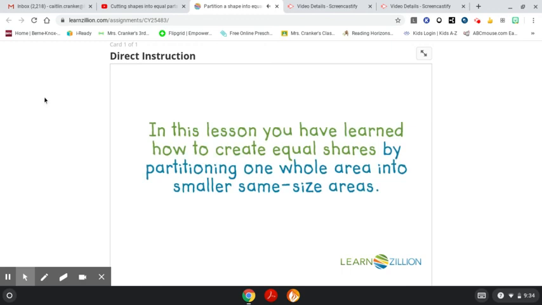In this lesson, you have learned how to create equal shares by partitioning one whole area into smaller, same size areas.